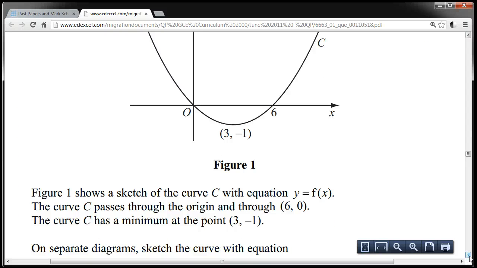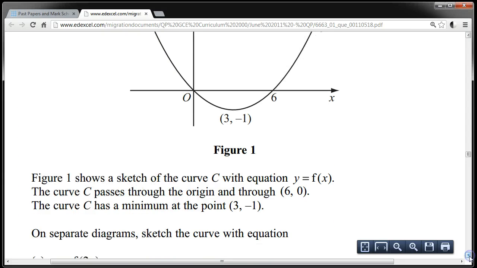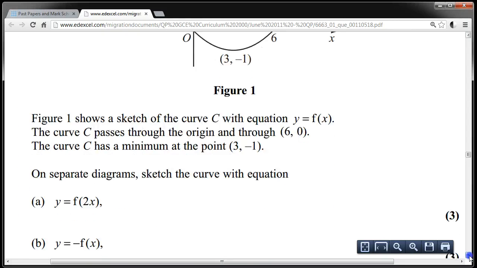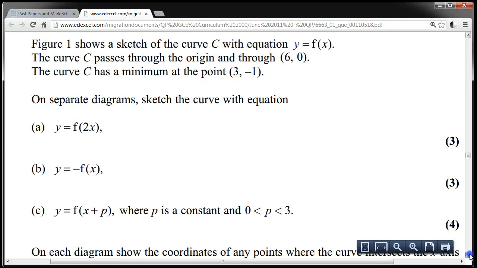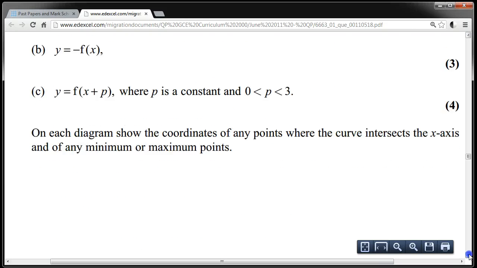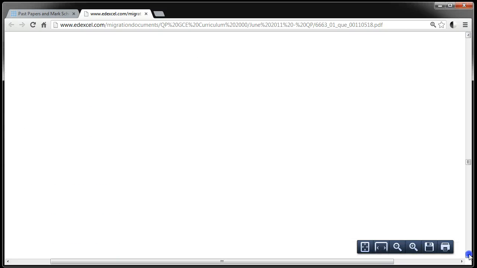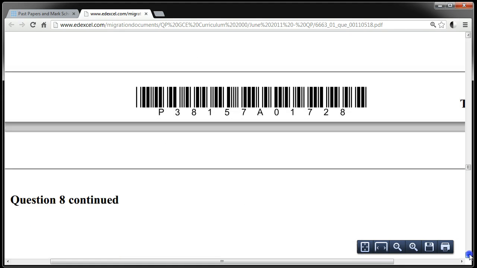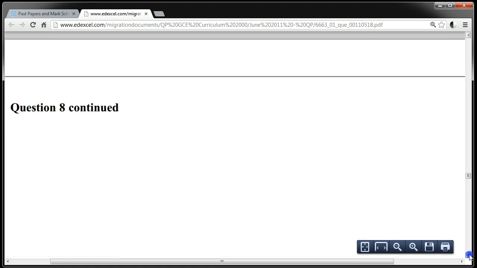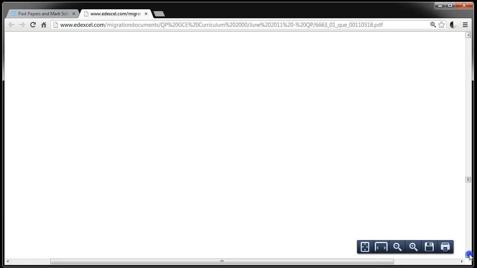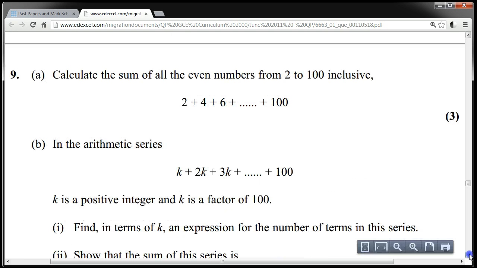Question 8 is a sketch of a curve there, and then we've got to do some sketches. We've got to do that sketch, f(2x), minus f(x), and f(x) plus p, where p is between 0 and 3. So that's fairly easy, straightforward, little sketches that are required for question 8. Question 9. Plenty of room to do the working there. So let's move down to 9 now.